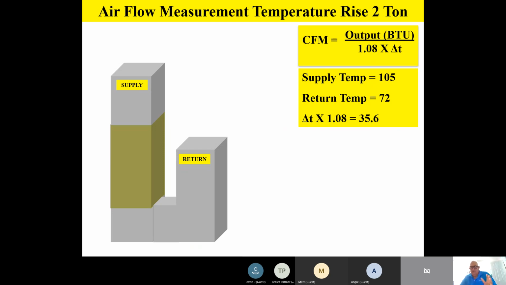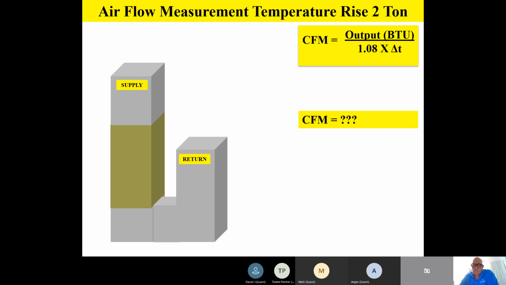Now, to complete this formula, to find the CFM, I'm going to take that 28,563 and divide it by 35.6, and that will give us our CFM. So this method is very, very easy.